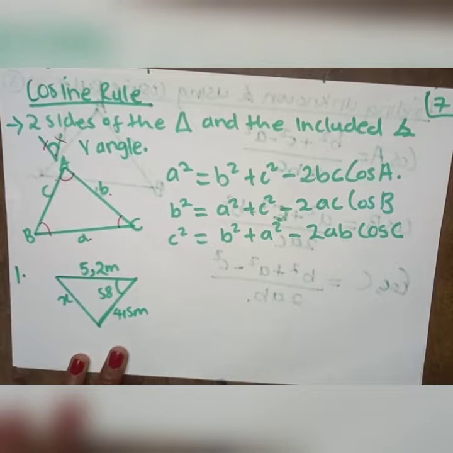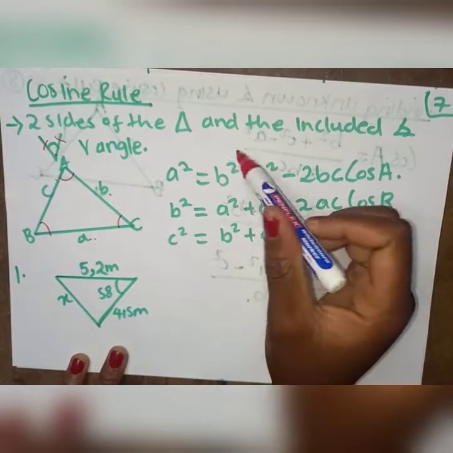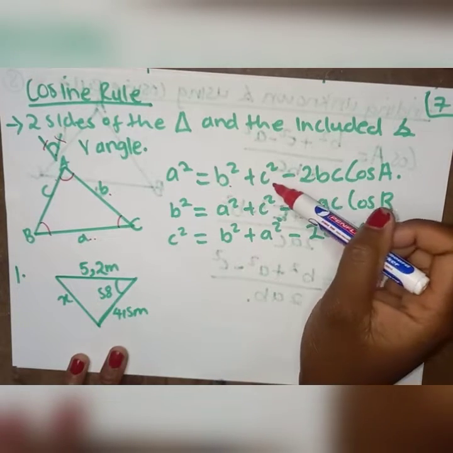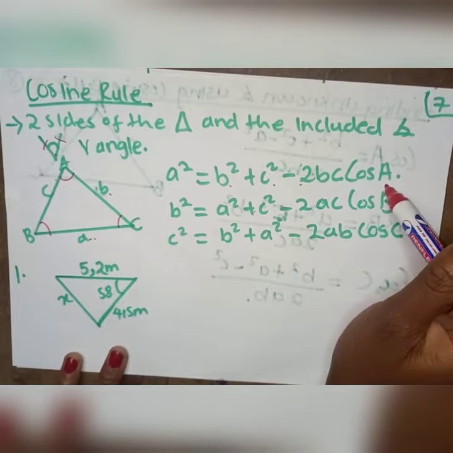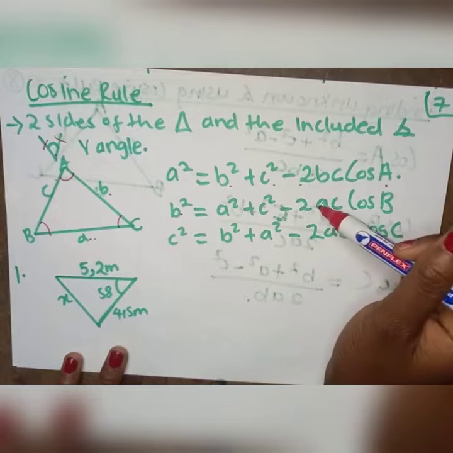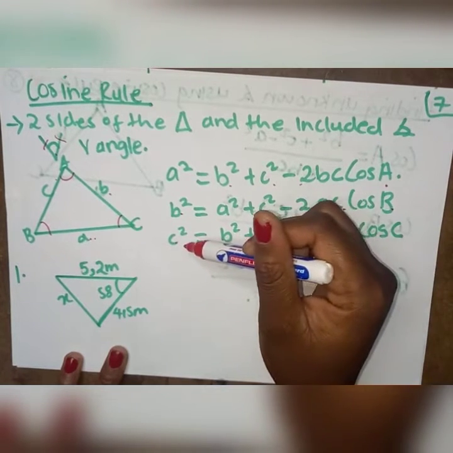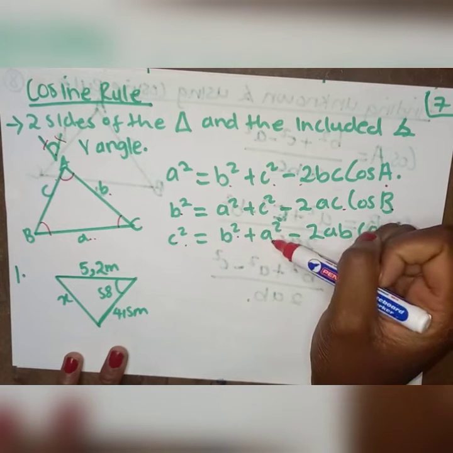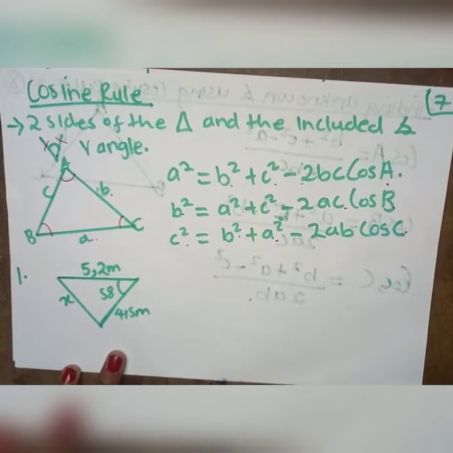Okay, so with that being said, side a means a squared is equal to b squared plus c squared minus 2bc cos A. For b, b squared is a squared plus c squared minus 2ac cos B. For c, it's c squared is equal to b squared plus a squared minus 2ab cos C. These formulas, you must know them the same way you know 1 plus 1, right?